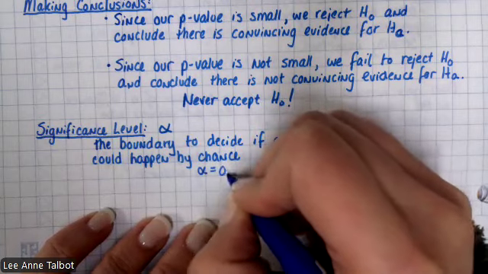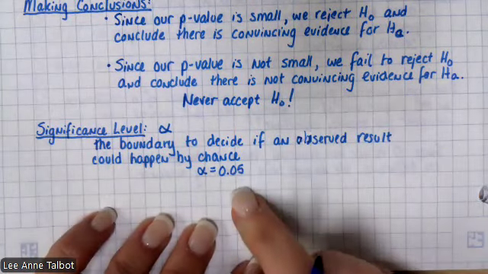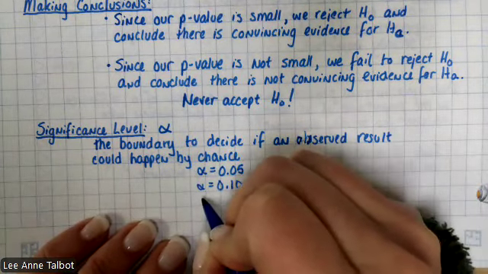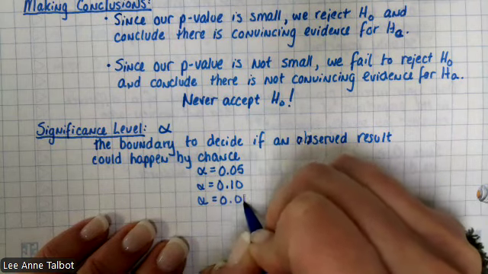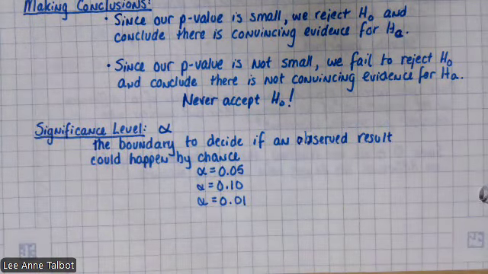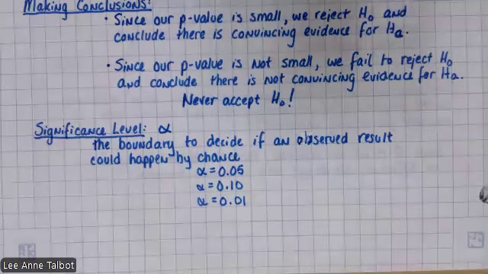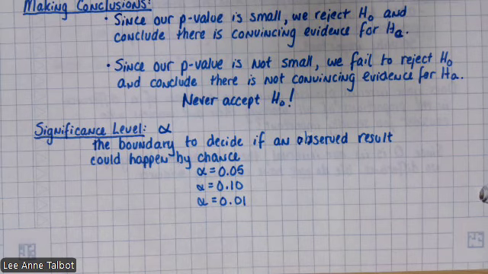This is the most common one by far. Sometimes we use 10%, and sometimes we use 1%. You can really use anything, but those are the three most common. I want you to think about chapter 8 for a second. Do these remind you of anything? Yes, confidence levels. These are related to confidence levels. I'm not going to explain that at this moment, but it should give you a sense of it.